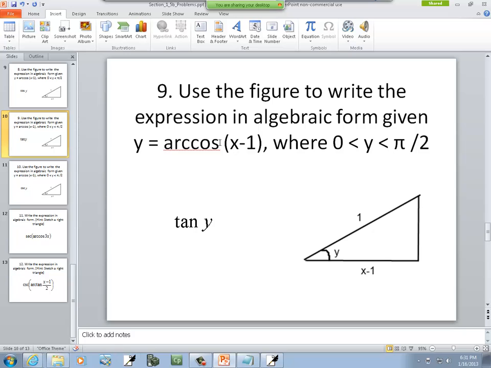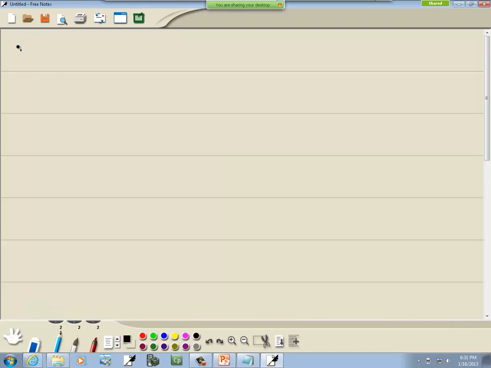And let's look at our next one. Number 9. Now, using the same thought process as before, I'm not going to go through all the steps. This was x minus 1, this is y, this is 1, and this was a square root of 1 minus x minus 1 squared.